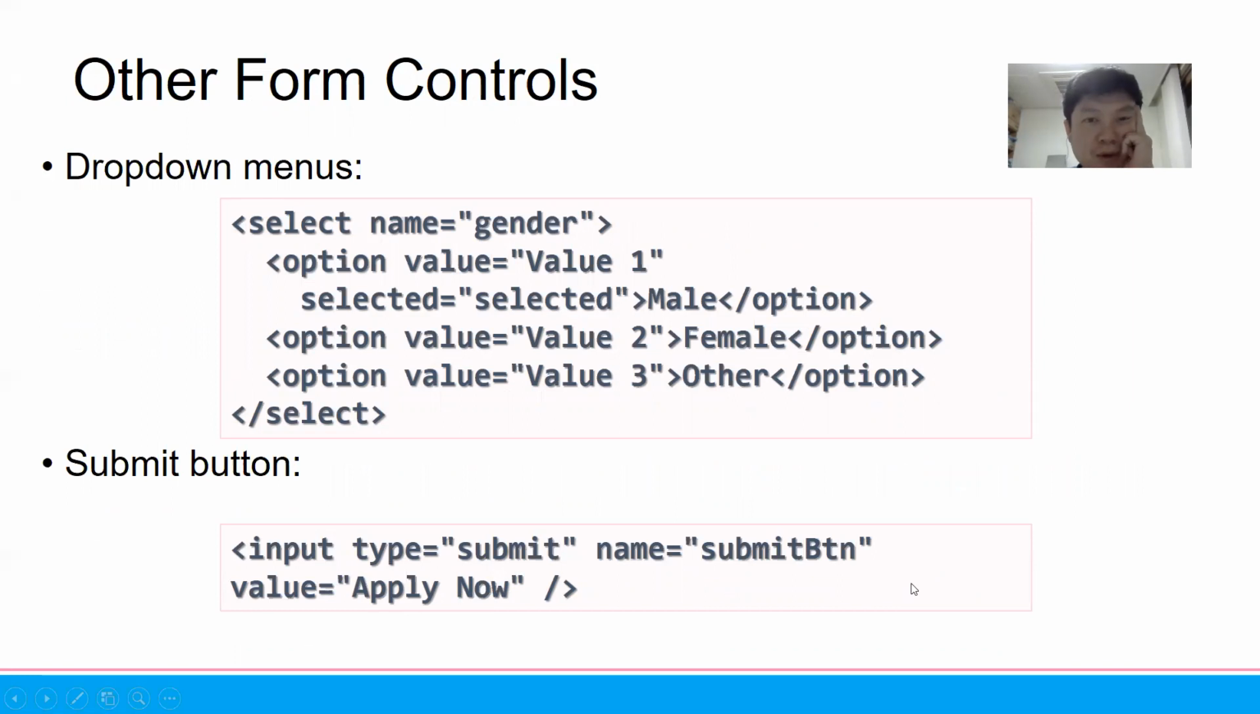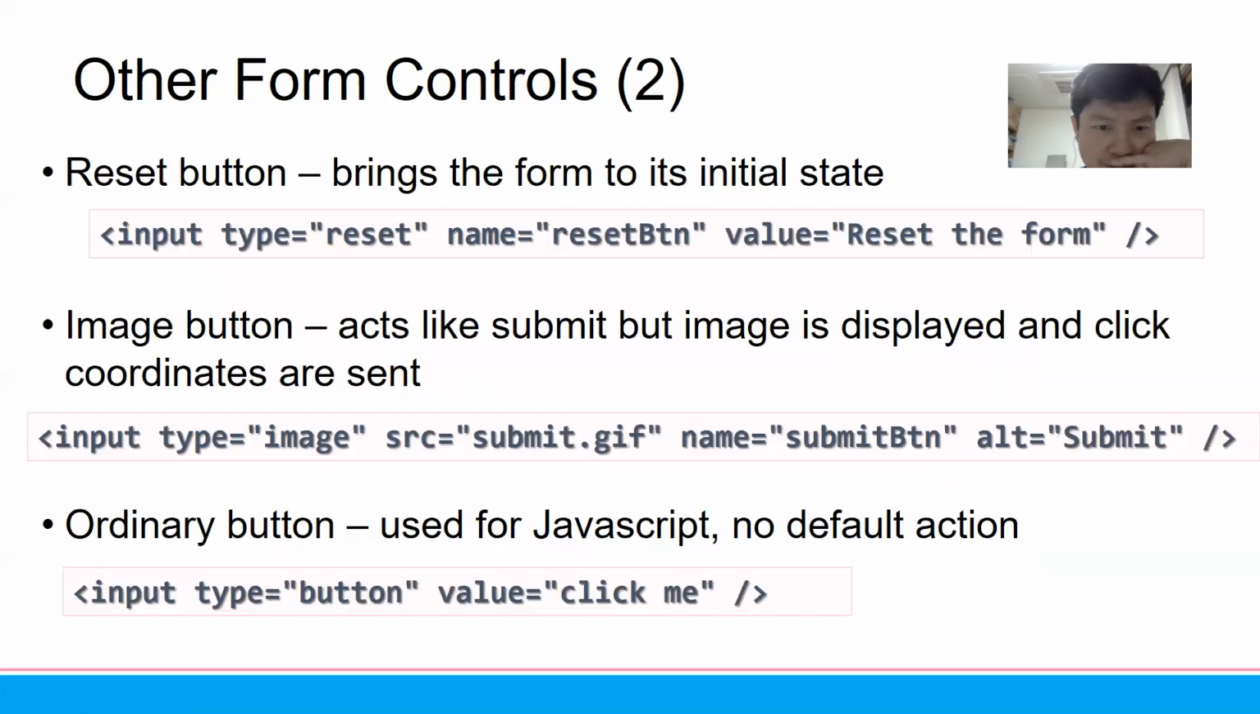And the drop down menus are also a kind of control. You will have a selection. If you are making the option, male or female, and you want to make a drop down menu, this is the way to make the drop down menus. Maybe it's better to show you the example.